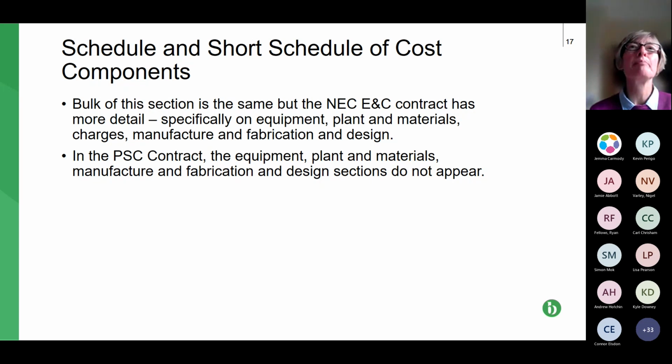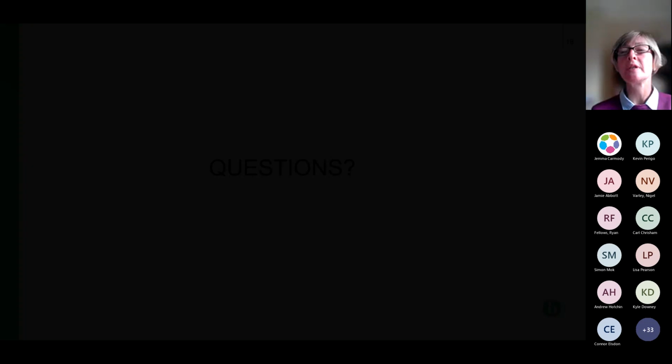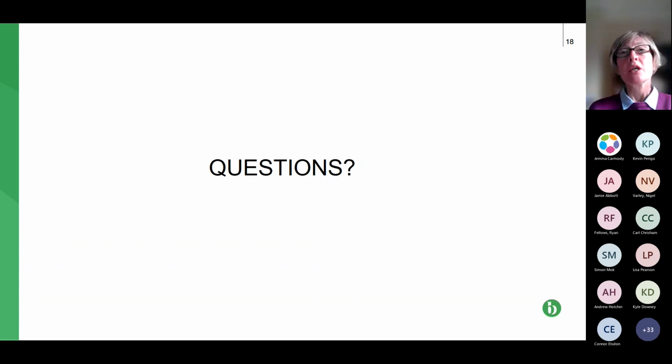So as you'd expect, the bulk of these sections are the same for both contracts, except that things like items for equipment, plant, materials, etc., are covered in the construction contract, not so much detail, well, actually no detail for obvious reasons in the professional services contract. So that's everything for today. So amazingly, we've kind of finished in time for questions.